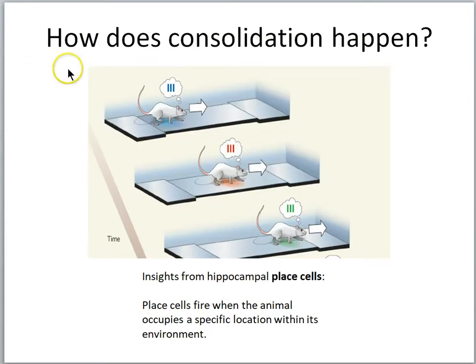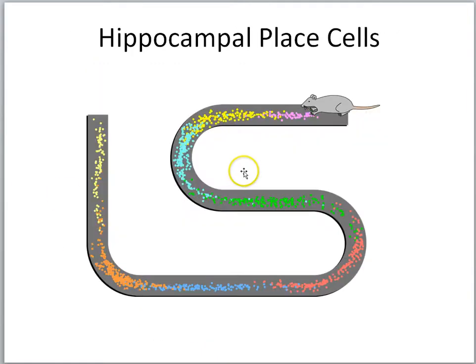In this lesson, we'll see if we can figure out how the brain does this consolidation process. And some insights into this process have emerged from the study of hippocampal place cells. Now, place cells fire when the animal occupies a specific location within its environment. And in this diagram, we see a mouse that's going to be running this pathway here. And the colored dots represent a particular place neuron firing in response to the location of the rat.